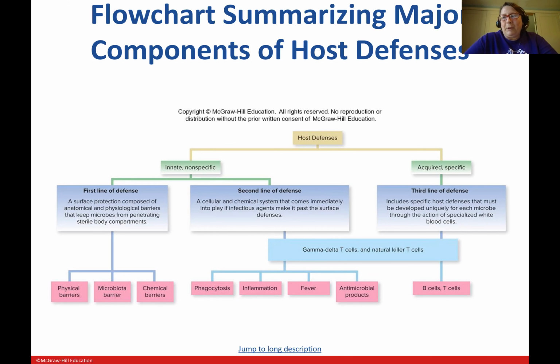And antimicrobial products, whether those are provided by, for example, the microbiome producing antimicrobials, or you're talking about an antibiotic that we take and that would then kill that off. Okay.